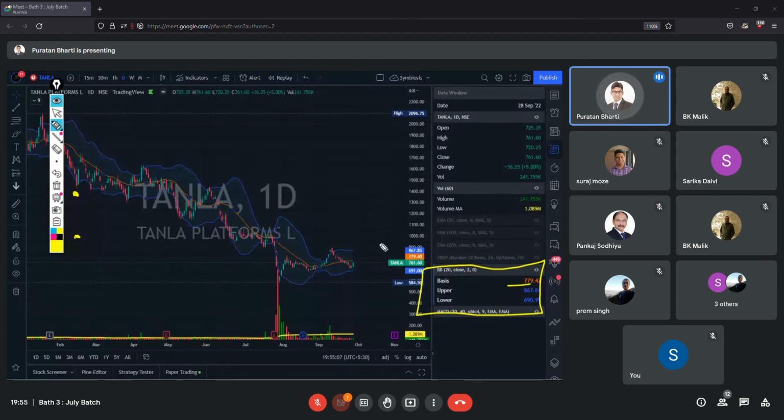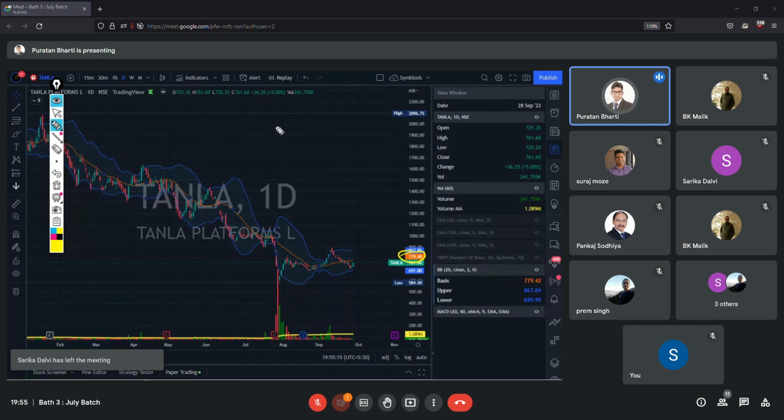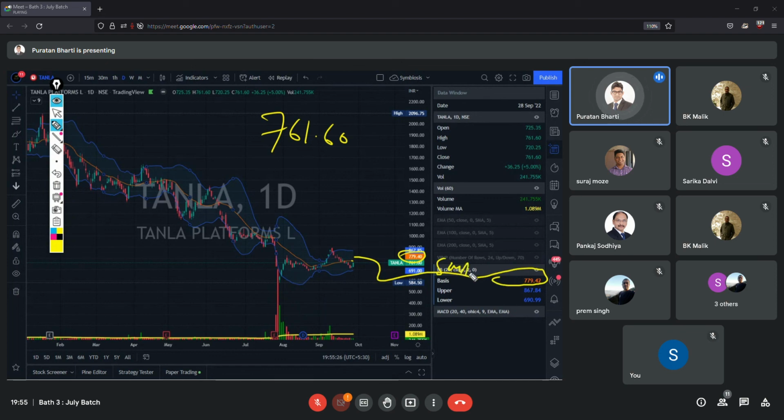It is saying the average is 779. Sorry, the closing price is 779. It is not quoted. Yeah, so I think closing today is 761.60. The average is this point, which is 779, the simple moving average, this one. The closing price, as you see here, is below 779, below the orange line.